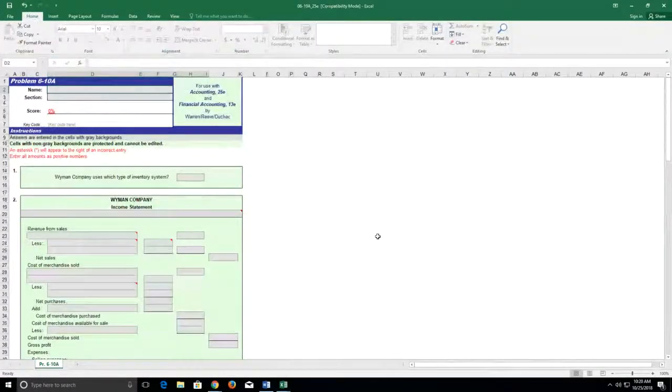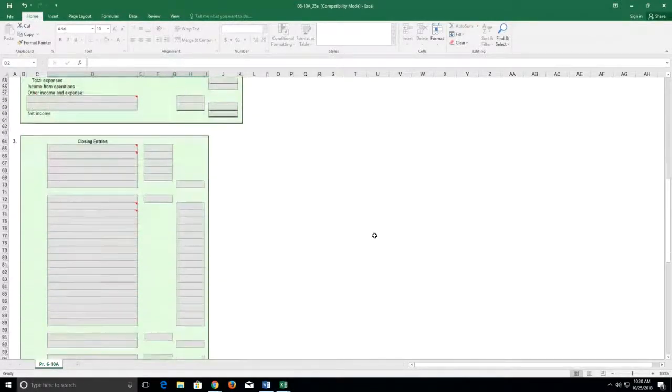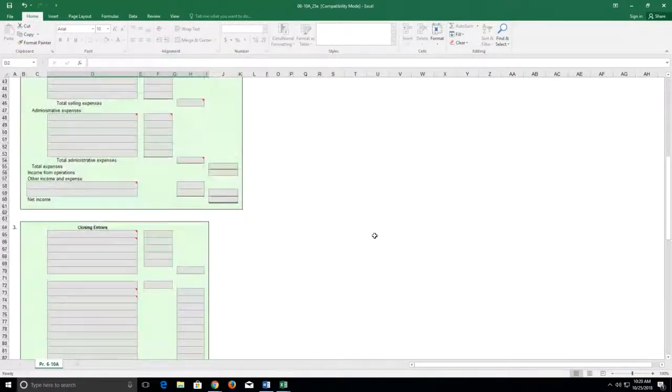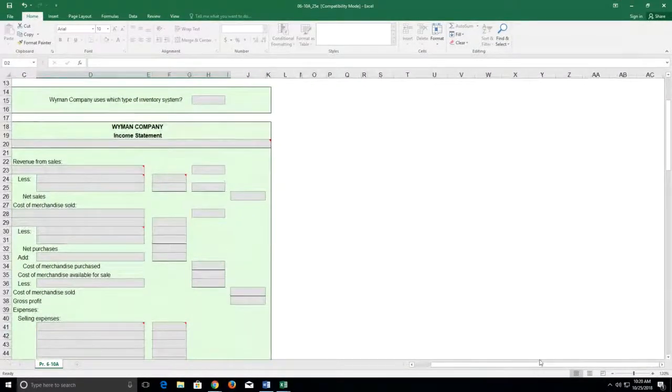This is our multi-step income statement again, but this time they want us to do the closing entries. We're not scared of closing entries. So I'm going to zoom this up a little bit.